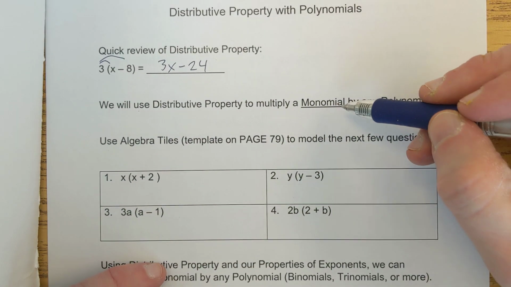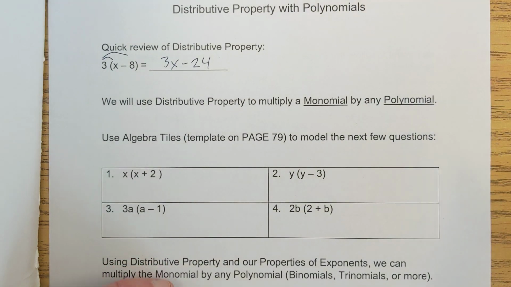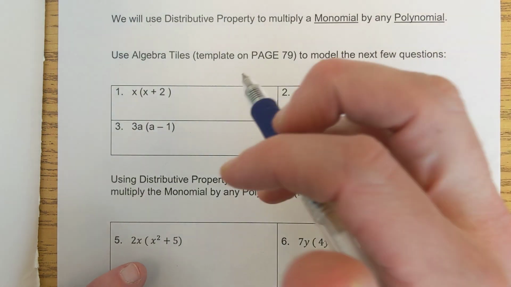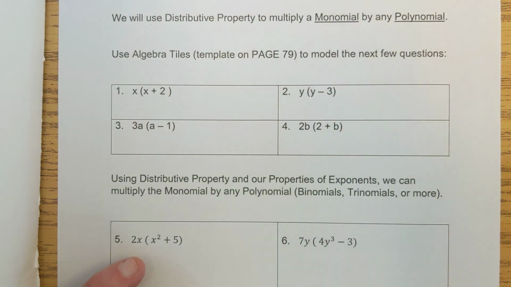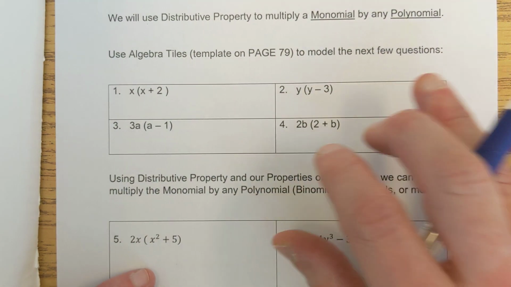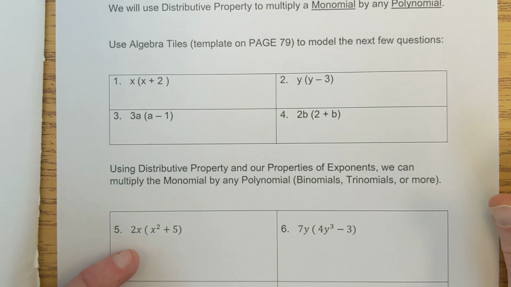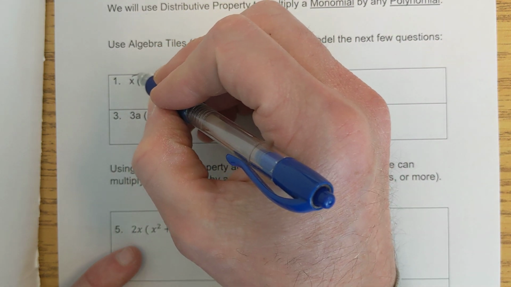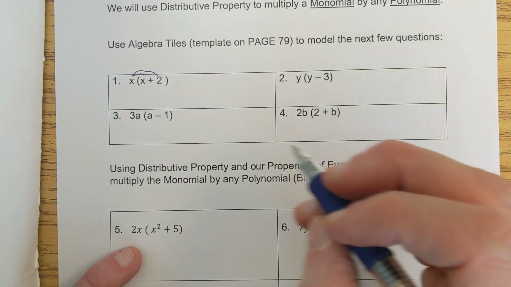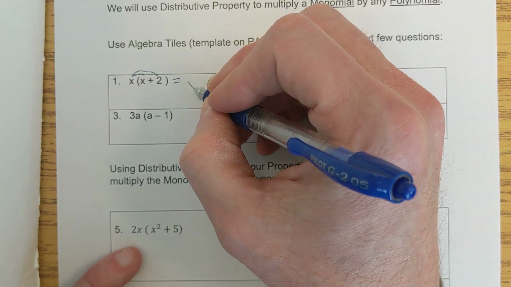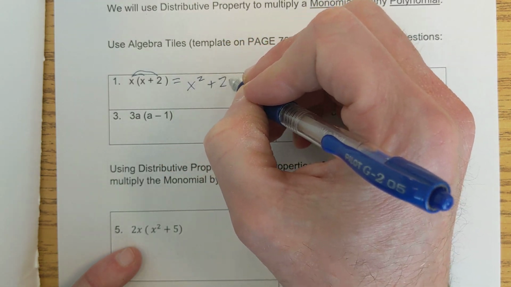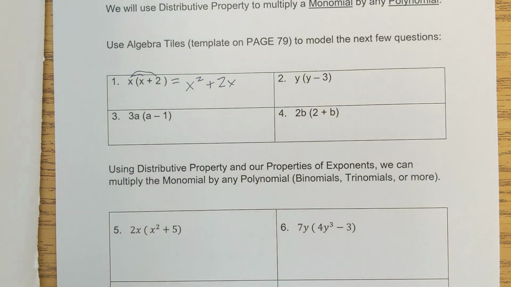So today we're looking at multiplying monomials times any polynomial. We will use algebra tiles in class, but that's something we're not going to do here on the video. We'll look at that when you are in person in class. So for example, on this one, we just distribute the x. So x times x, we get x squared plus 2x. And that's all we're going to do on these.